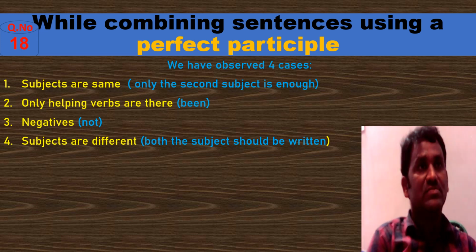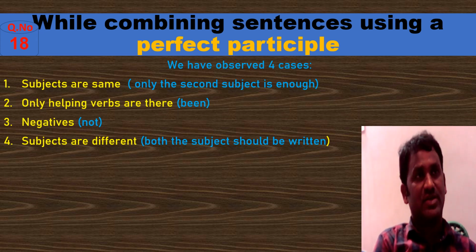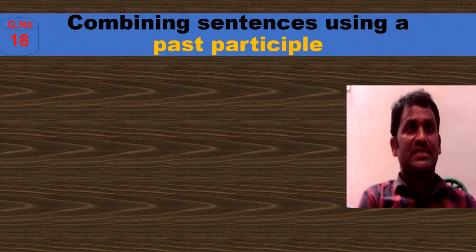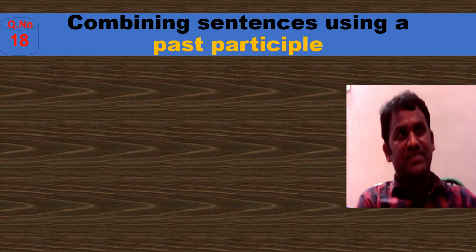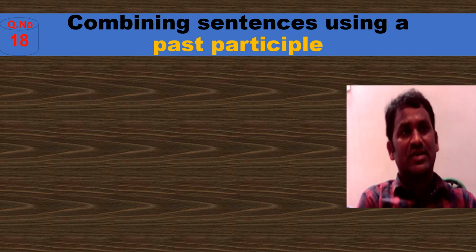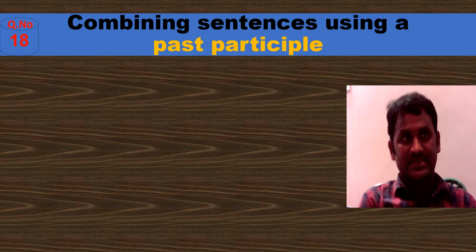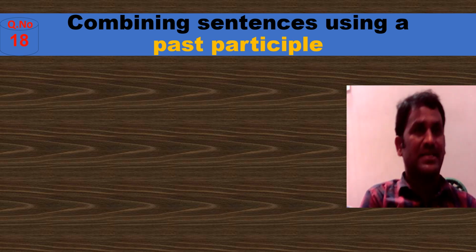Now let's jump to the third participle. Now we have completed two, present participle and perfect participle. Usually only these 2 are asked. Now we'll go to the third. What is the third participle? It is combining sentences using a past participle. The major difference between this one and the previous 2 is that the previous 2 are in active voice, but this one should be only in passive voice. It is in passive voice.